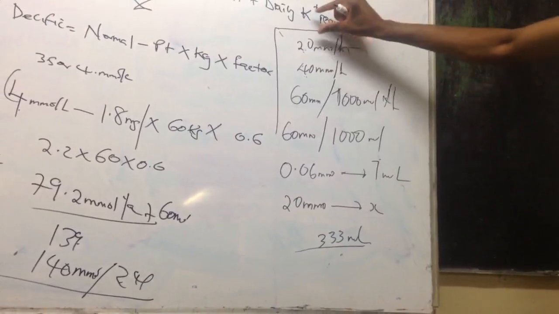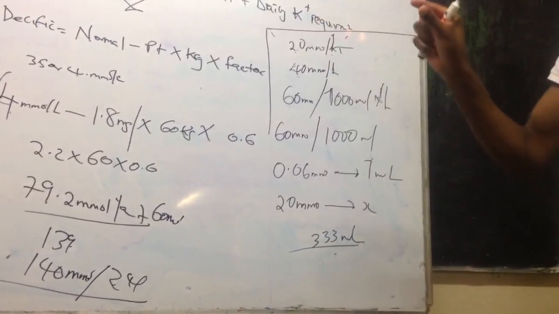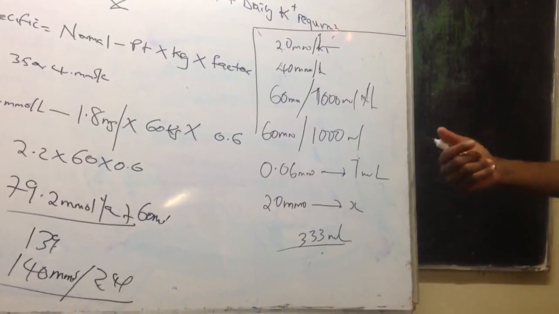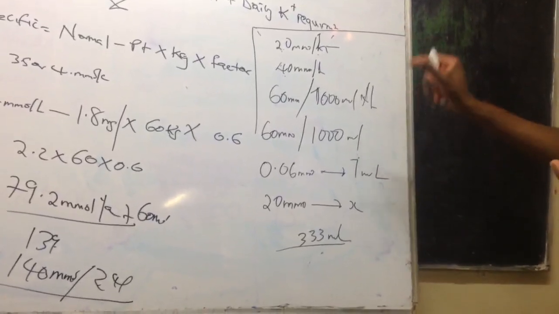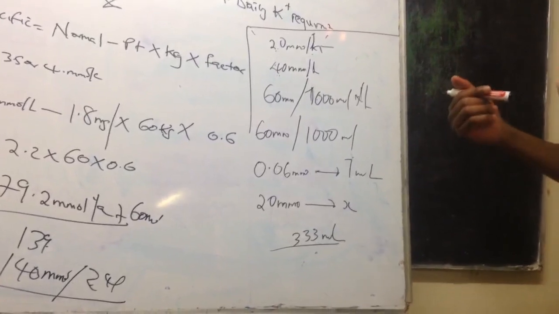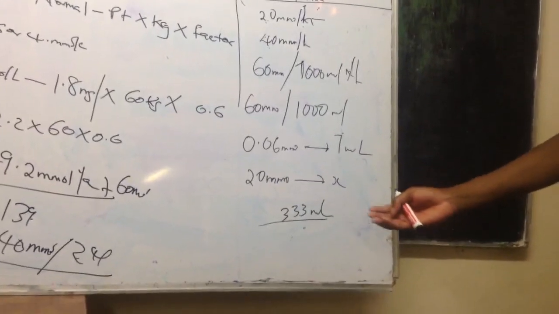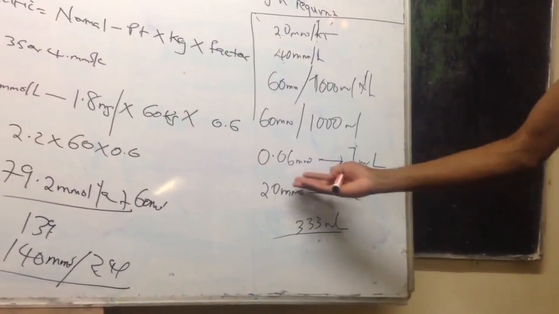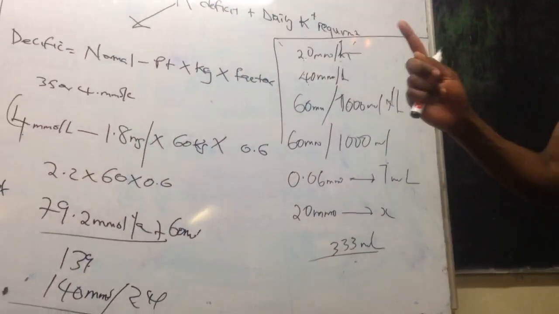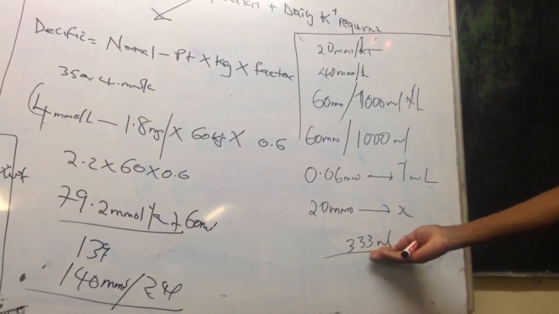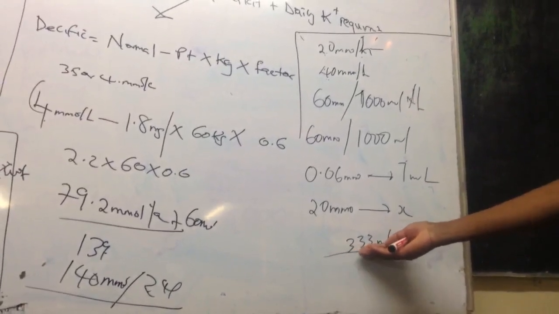So if you want to deliver the drug to this patient at the rate of 20 millimoles per hour, we shouldn't exceed that rate, as I said earlier, because this can cause serious arrhythmias. This drug requires monitoring, like ECG and serial potassium measurements. So in this patient we are delivering 20 millimoles of the drug per hour, which is equivalent to 333 mils.